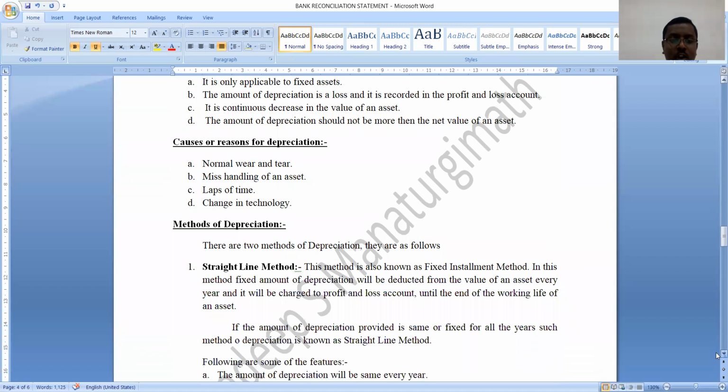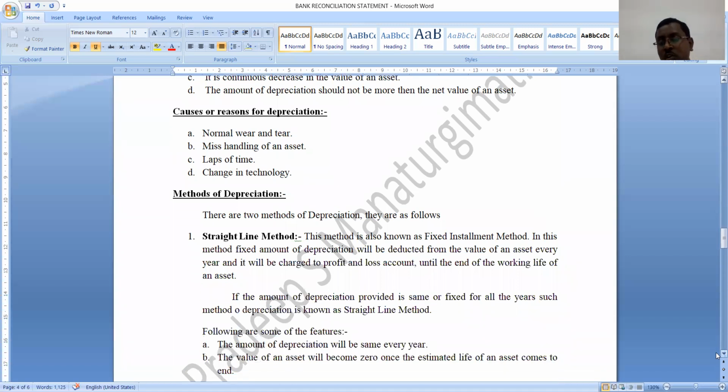The next one is what are the causes for depreciation? What are the reasons for depreciation? Or you can say, why should we charge depreciation on an asset? The first reason is normal usage. Meaning if we are using the same asset over a period of time, day by day, the capacity of that particular asset decreases. That is the reason we should charge depreciation. So, normal wear and tear.